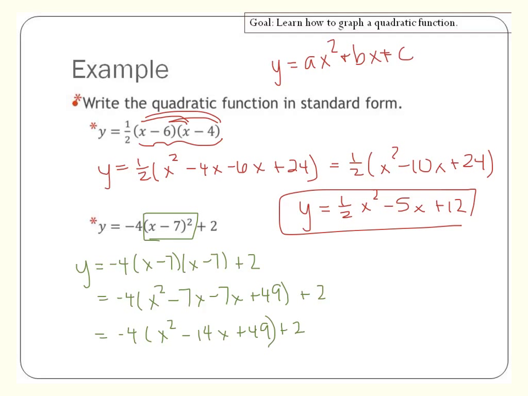So distributing the negative 4, you're going to get negative 4x squared plus 56x minus 196 plus 2. So then y equals negative 4x squared plus 56x minus 194.